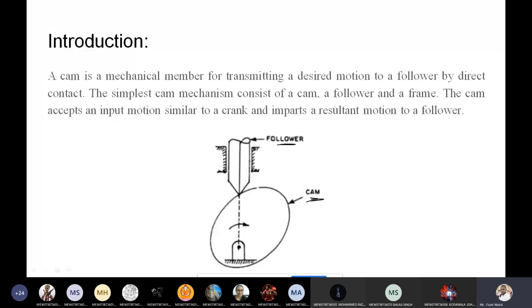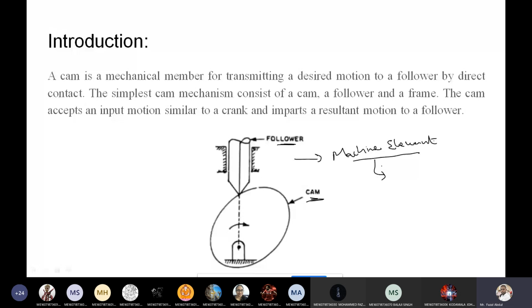the machine elements. So this CAM and follower is one type of machine element. We select this machine element because of our desired motion. What is our desired motion? Intermittent motion as well as slow motion.